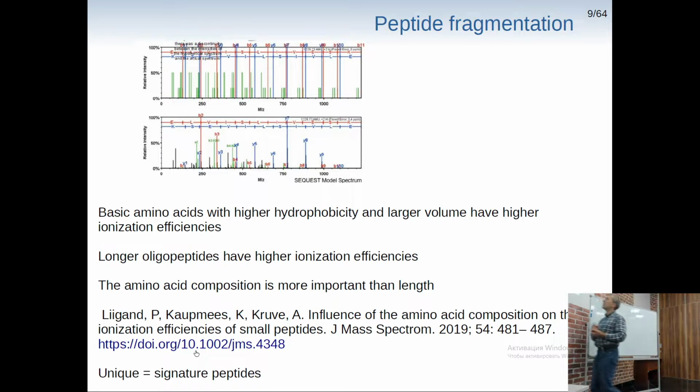Alright, so of course the longer oligopeptides will have higher ionization efficiency because there will be more hydrophobic amino acids there. And actually this amino acid composition is more important than length if we are talking about this efficiency. If you want to dive deeply into this topic, there is a really nice article which summarizes all the aspects of peptide ionization, which will be ionized more or less, and so on.